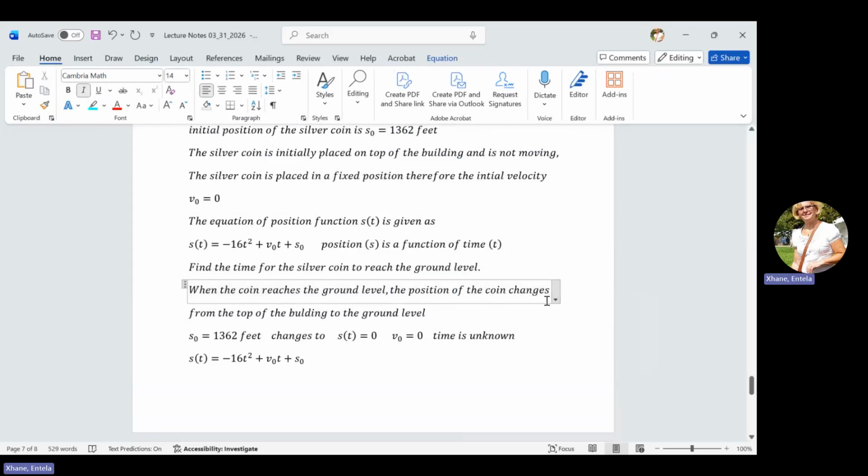the position of the coin changes from the top of the building to the ground level. From the top, which is initially 1,362, it changes to the ground level, which is 0. So we have S of t becoming 0. V0 is 0, and S0 is 1,362. Time, t, is an unknown. So I'm going to plug everything we know into the position function equation.